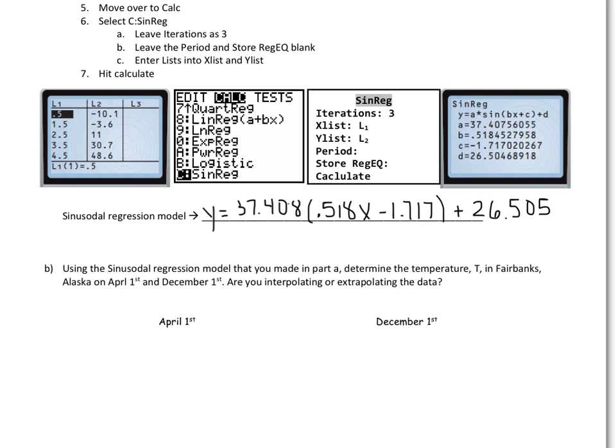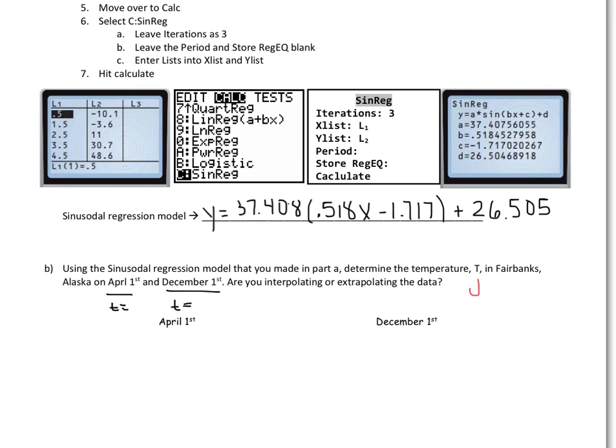Okay, here it is. So we're going to now use this equation to interpret the data a little bit. Using this model that you made in part A, can we determine the temperature T in Fairbanks, Alaska on April 1st and December 1st? And we want to find out if we're interpolating or extrapolating the data. So we first have to figure out what T values April 1st would be and what T value December 1st would be. Now I think we might need to just write this down on the side.